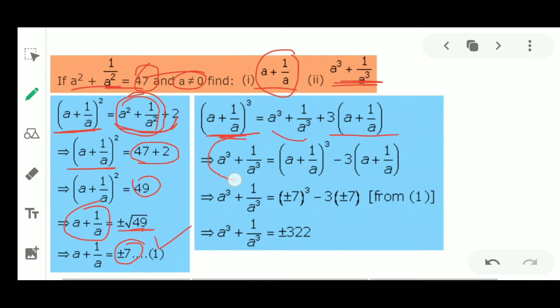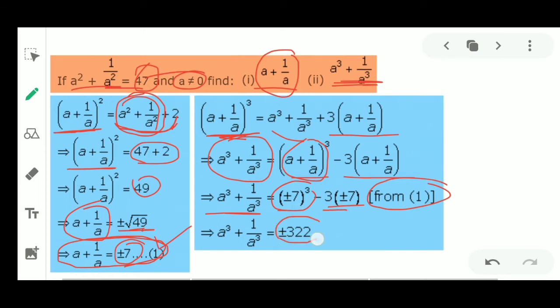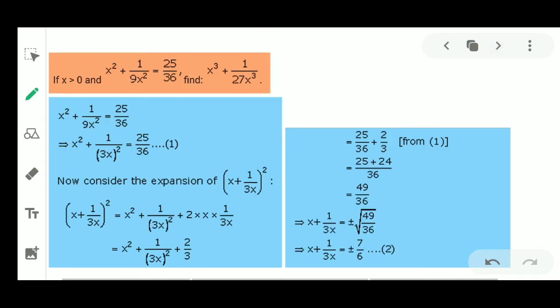Now bring this a cube plus 1 by a cube to one side, then the other side will be a plus 1 by a whole cube minus 3 into a plus 1 by a. In question 1 we have a plus 1 by a equal to plus minus 7. Now put the value: a cube plus 1 by a cube equals 7 cube minus 3 into plus minus 7 from equation 1, so it will be plus minus 322. Clear?